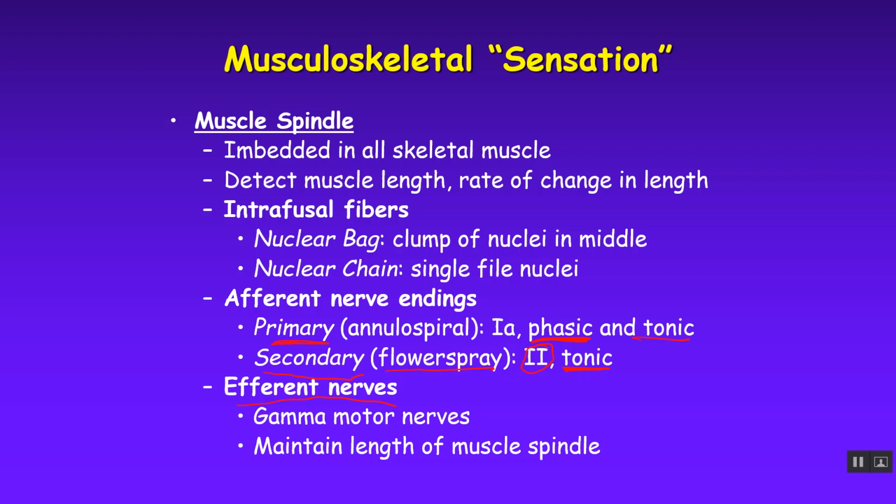And they have very specific gamma motor neurons that go to them, where the muscles outside of the muscle spindle have alpha motor neurons going to them. Okay, they're slightly different in their characteristics and how fast information is transmitted, but we're not focusing on that right now. But they help to maintain the length of the muscle spindle.